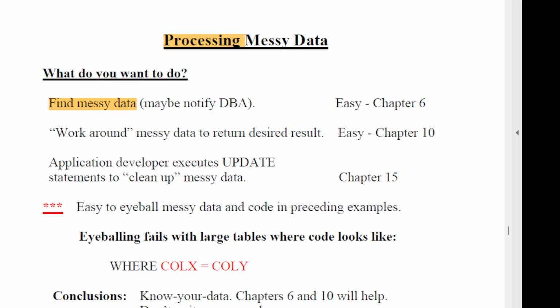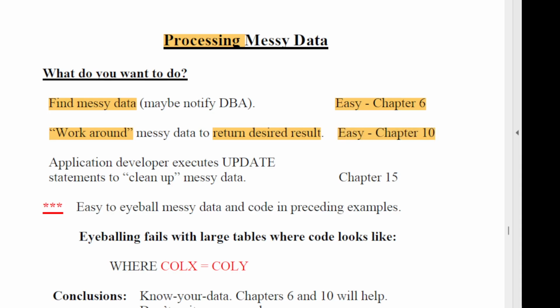And by the way, that's easy to do, and Chapter 6 is going to show you how to do it. Of course, if you find this messy data, maybe you notify the DBA and say, I found some messy data, and I found a lot of messy data in quite a few rows. The DBA says, yeah, I know about it. I'll fix it someday. Right now, I want you to work your way around this messy data. Maybe change lowercase data to uppercase data for the purpose of your query only. And then you work your way around the messy data and return the desired result. That's pretty easy. That's going to be Chapter 10.